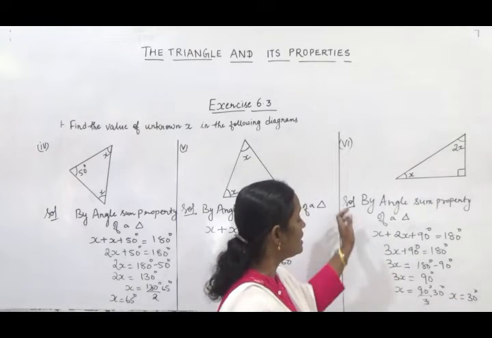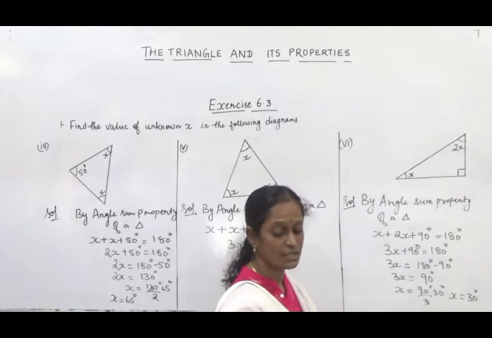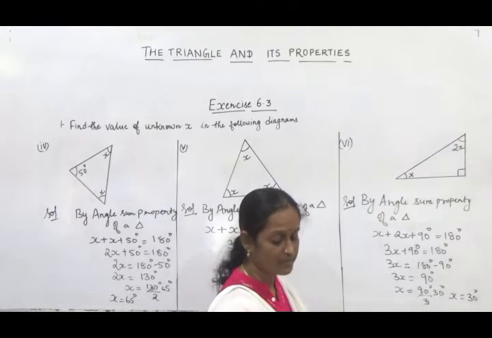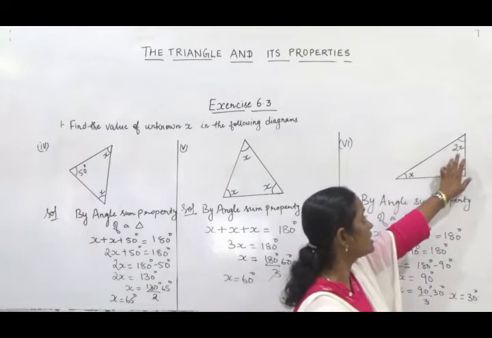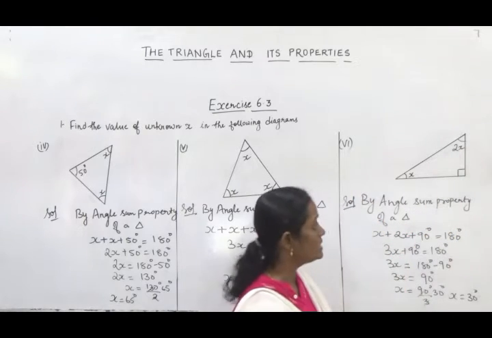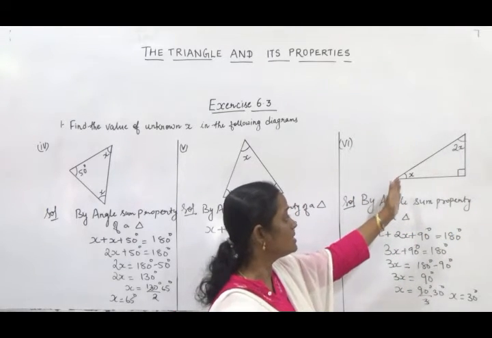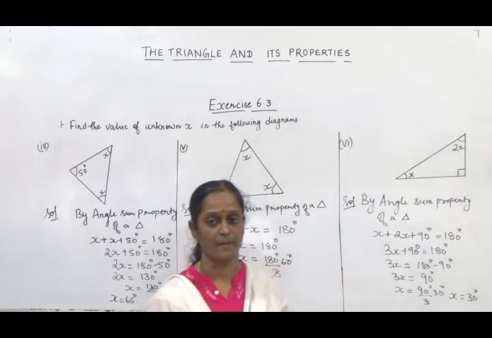So the two angles are, the first one is 30 degrees and the second one is 2 into 30, 60 degrees. The first angle is x, which is 30 degrees, and the second angle is 2 into x, that is 2 into 30, 60 degrees, and the third one is 90 degrees. The sum of these three angles, 30 plus 60 plus 90, is 180 degrees.